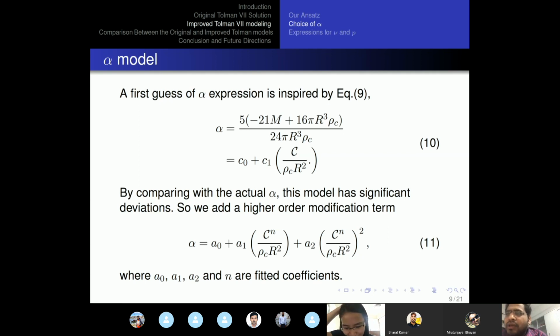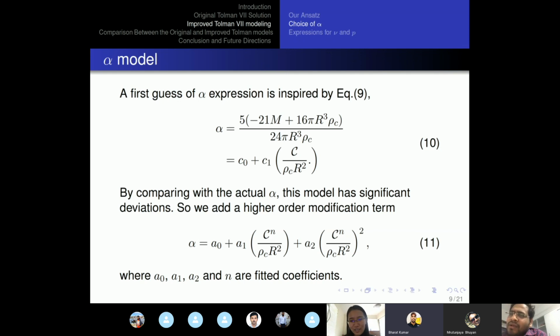Can you repeat that? So you have shown some expression where you have improved the central density expression with some empirical formulas, rho c. So what is the physics behind this? What is the physical point of view to fitting the central density in such a way?